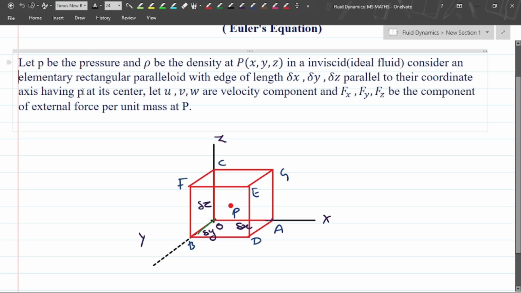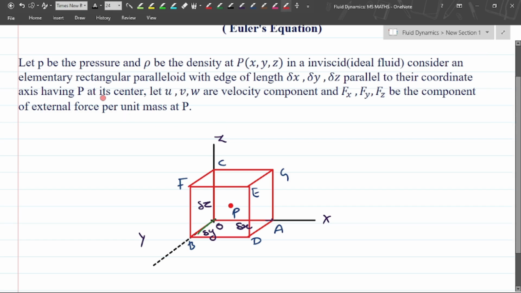This is capital P. We are talking about this point P, which is a point, not pressure, and P is the center. Let u, v, w be the velocity components in the directions of x, y, z, and Fx, Fy, Fz be the components of external forces per unit mass at point P.